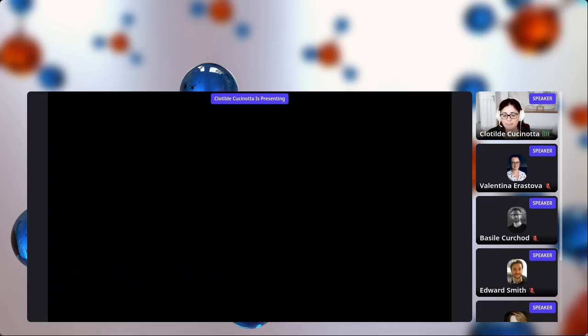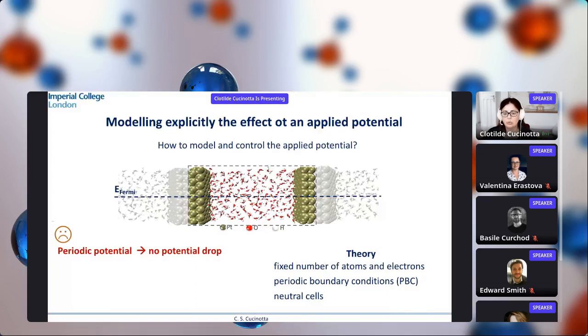But let's say that we refrain from wanting to model the electron transfer reaction at the interface. We have another problem, because since we apply periodic boundary conditions, we have a periodic system, and so it's difficult to apply a potential to the system, because the potential must be the same at the boundary of the cell. And even if we apply an external potential, since the Fermi level is constant, there will be a charge redistribution, with the charge moving to the other side of the electrode, and we won't be able to really describe a potential drop across our system. So this is another problem.